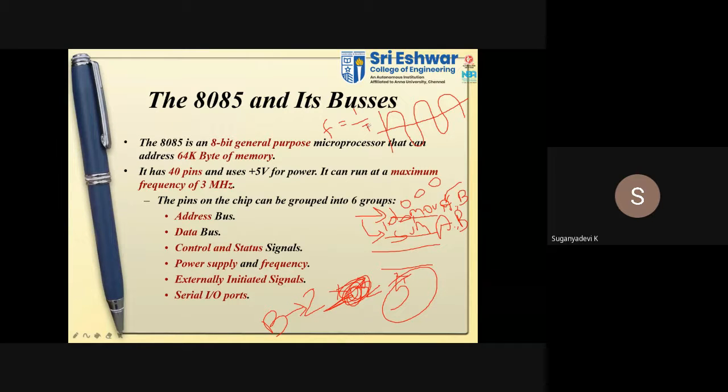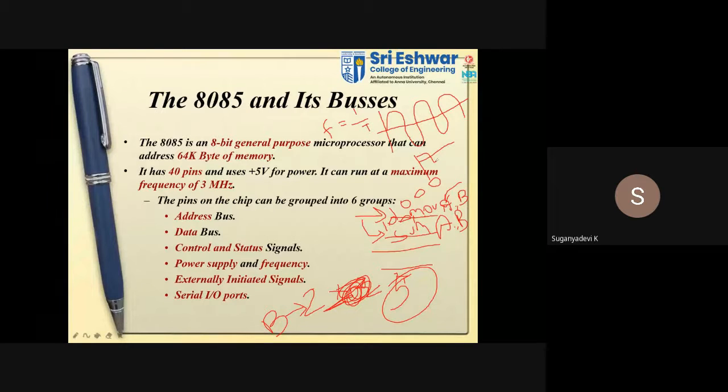Even if I give input like plus 5 volts and ground, this will not execute any single instruction. Only after the application of the clock signal will the processor get into action. It will execute the instruction, right? So here we are going to give the clock signal in the form of square pulses. Not a sine waveform, it is a square wave. That is what the clock pulse is.